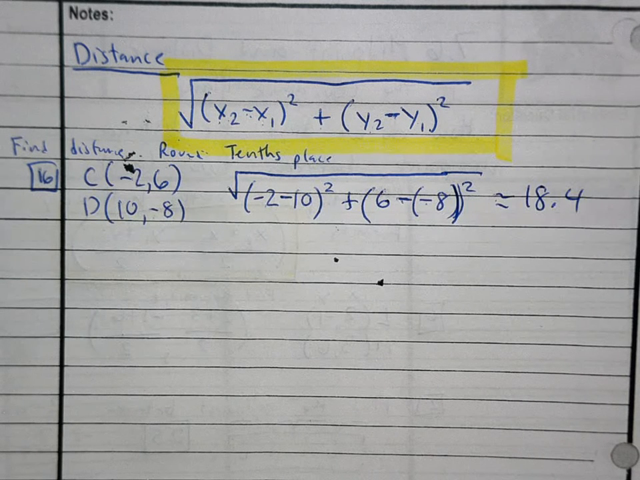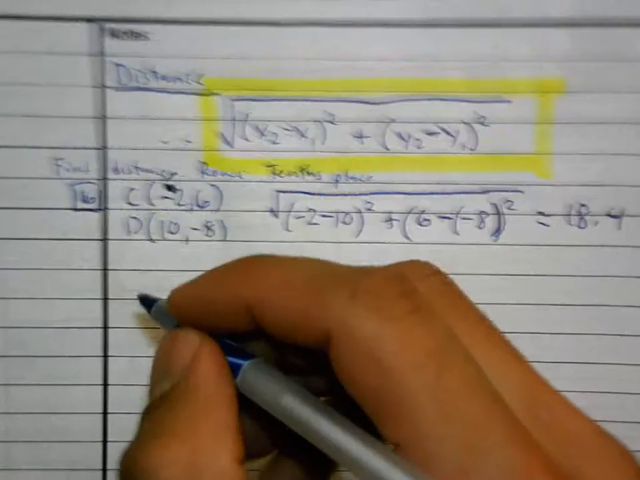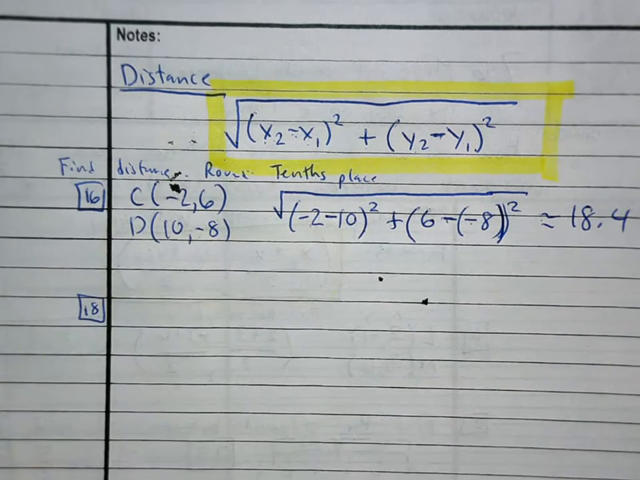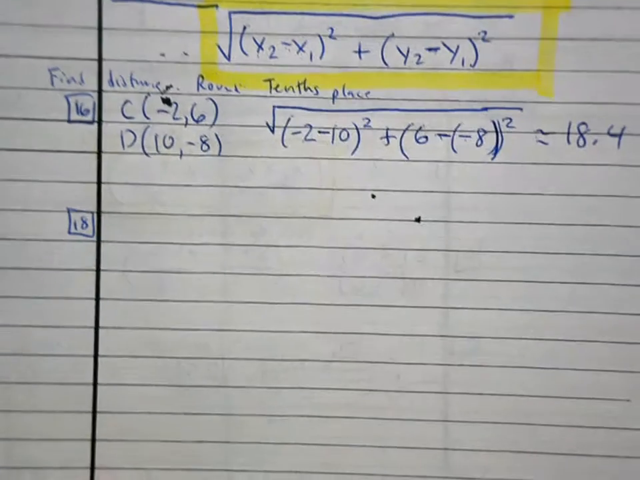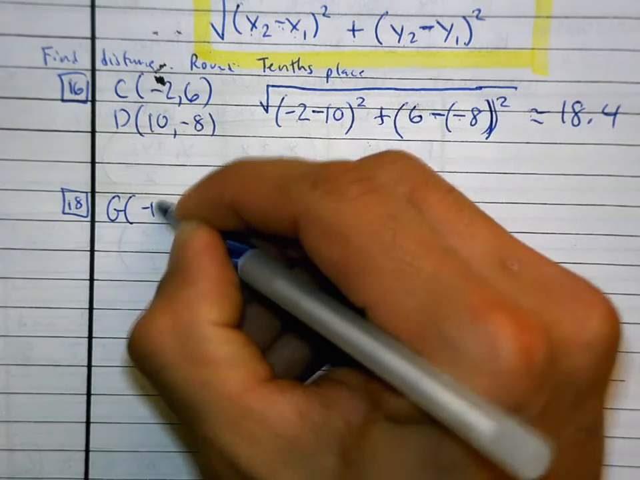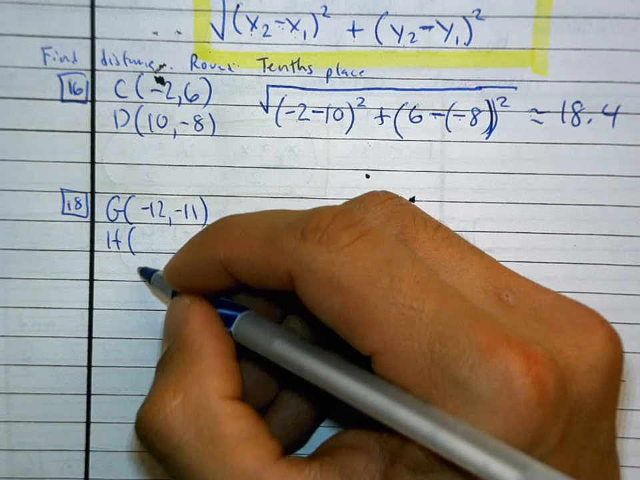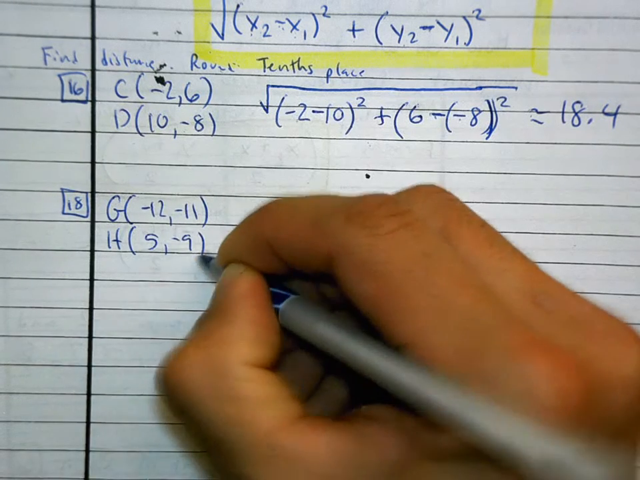Let me see. I feel like I should do one more of those. I want to do another one, and let's do number 18. G is negative 12 comma negative 11. H is 5 comma negative 9. Same directions.